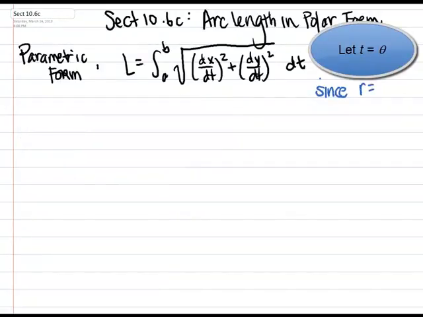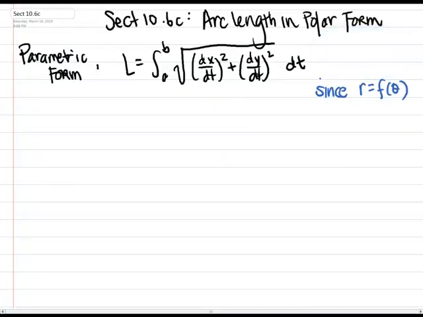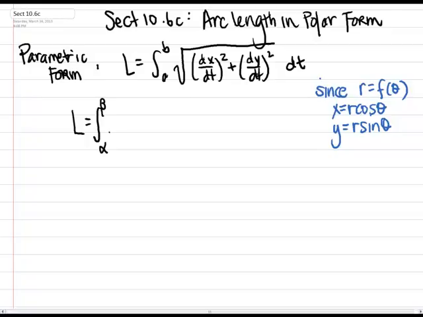So since we have some r as a function of theta, we know that x equals r cosine theta, so we can also say that x equals f of theta cosine theta. Similarly, y equals r sine theta. So if I were to rewrite this in polar form, I would have L equals, instead of using a and b, I'm going to go ahead and use alpha and beta.